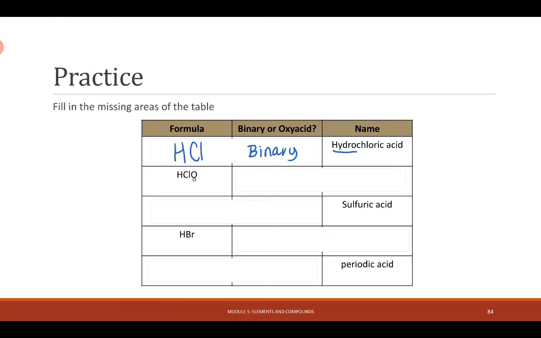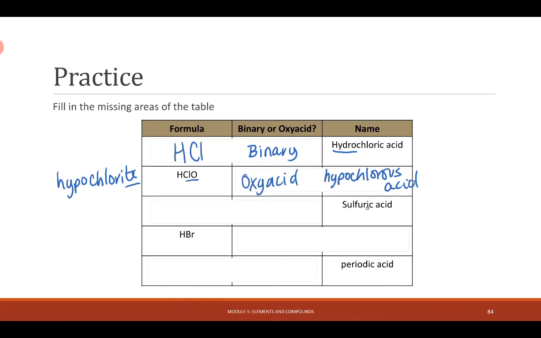This one contains oxygen, and so that's an oxyacid. That means my name will not start with hydro, and so I just have to figure out what this ion was. That ion is hypochlorite. That is an "ite" suffix, and so that's going to get changed into hypochlorous acid.